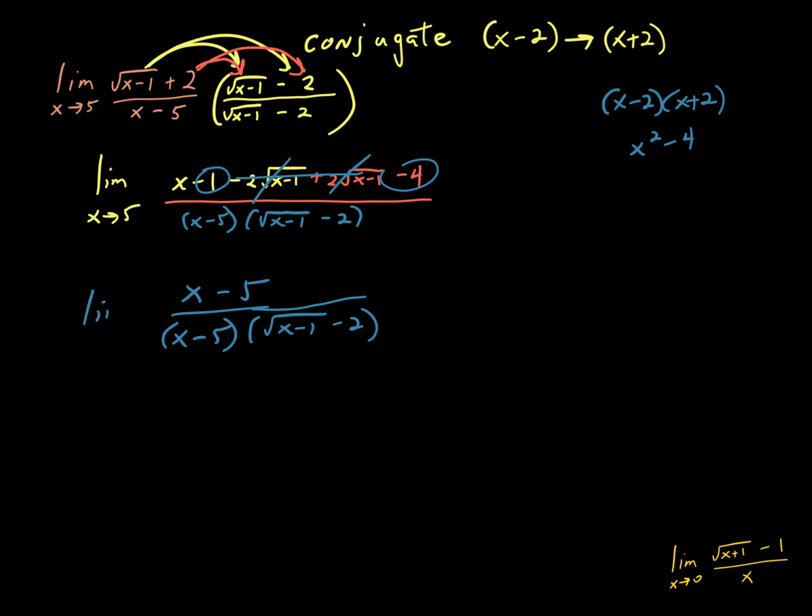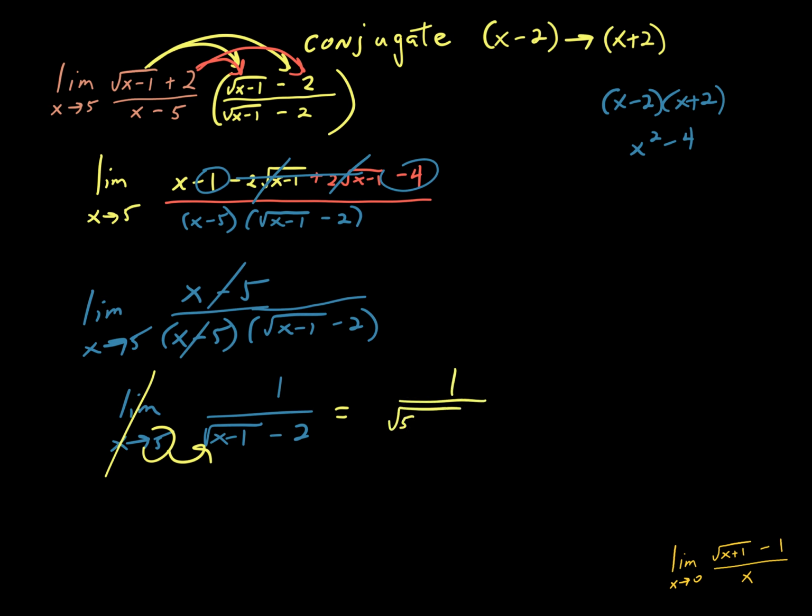Look what we have. We can cancel out a common factor. Those cancel, and we're left with this. Now we can evaluate. Remember, evaluating is when you can drop the limit sign. We have 1 over the square root. We plug in the 5.